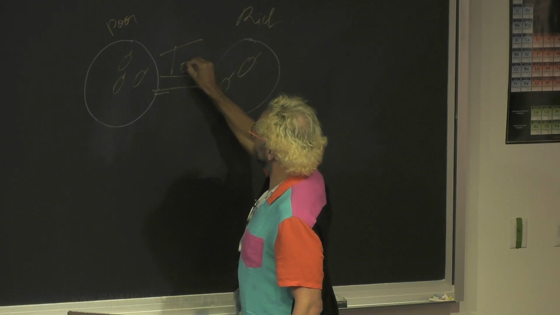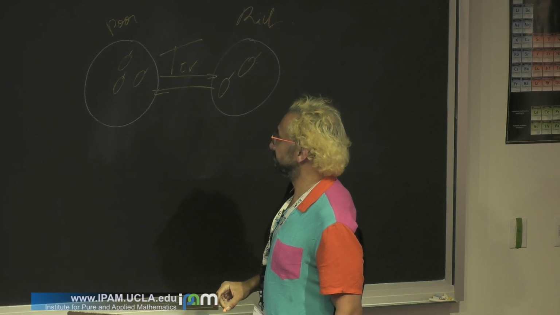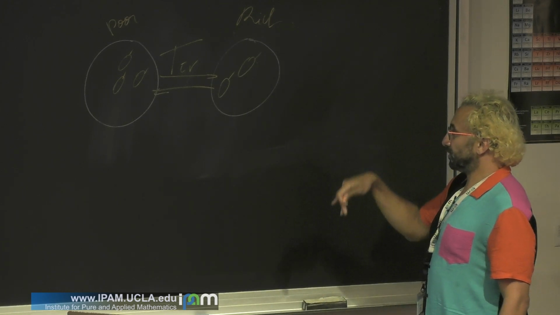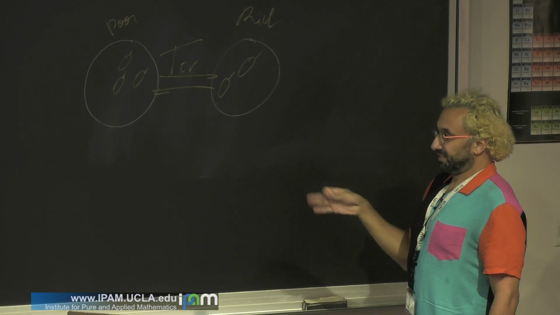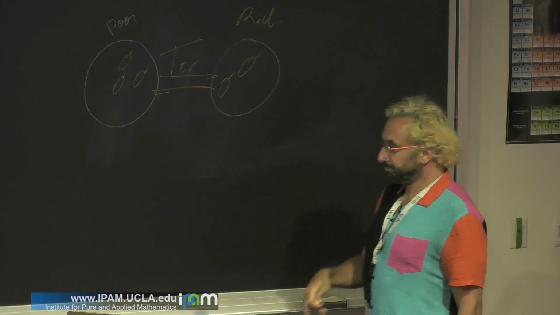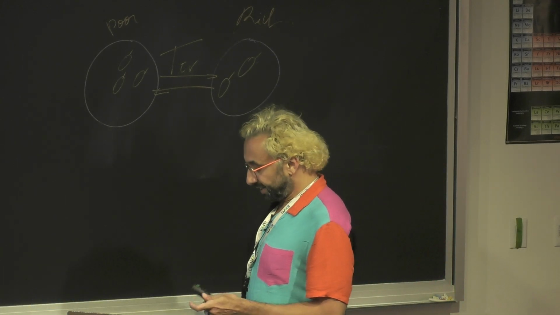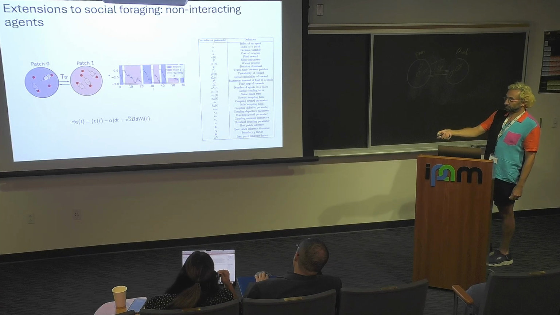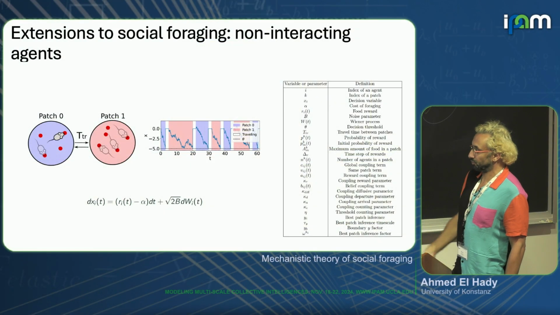You have here TR, the travel time, okay? And let's first look at what happens if you have a lot of animals, but they are not interacting, the non-coupling, not coupled. And we can write down the drift diffusion equation, which we have seen in the previous talk. We have a decision variable, a reward function, our drift term, and then our noise term.